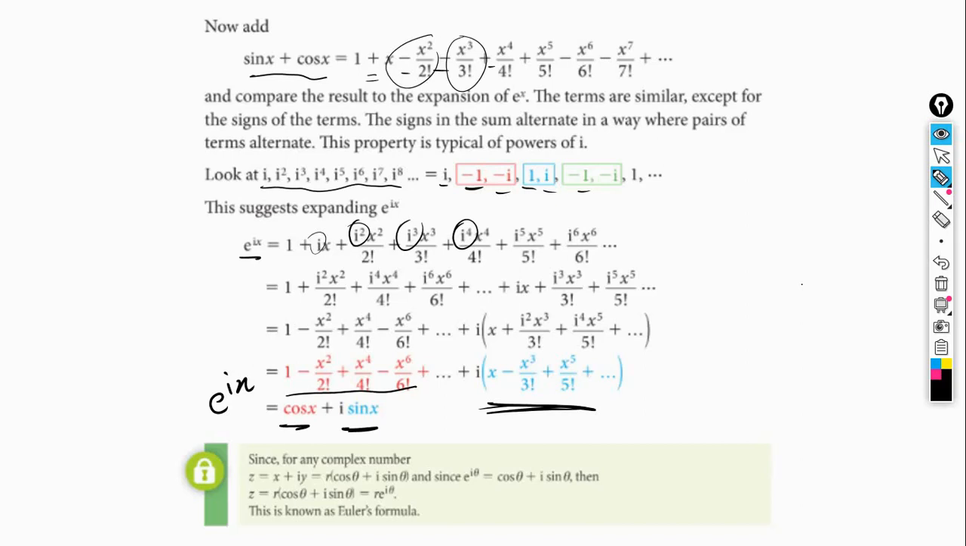So for any complex number, it follows that we can express e to the i times theta as being equal to cosine of theta plus i sine of theta. And this is known as Euler's formula.